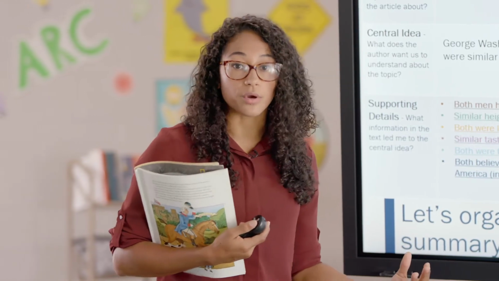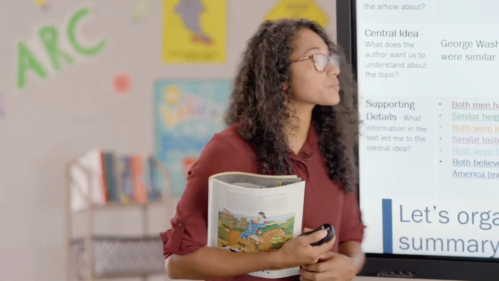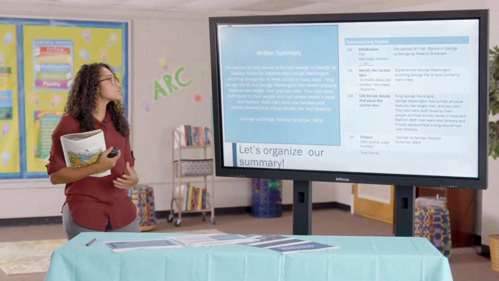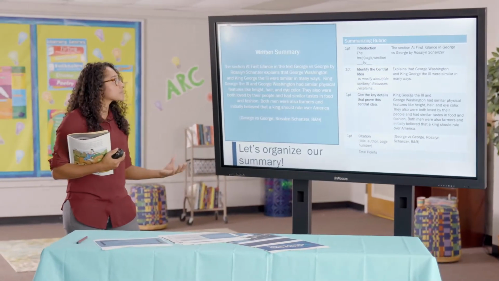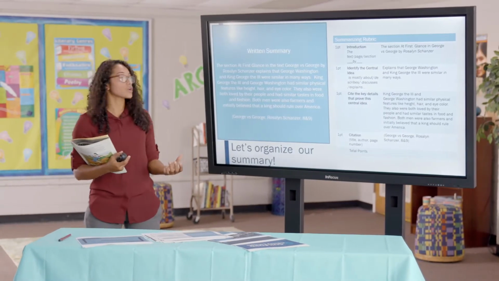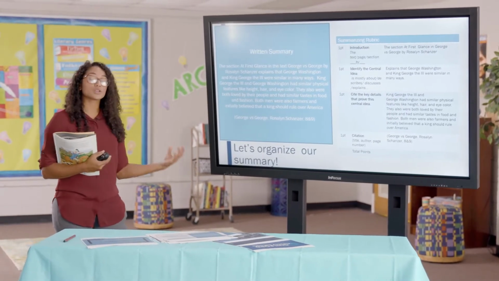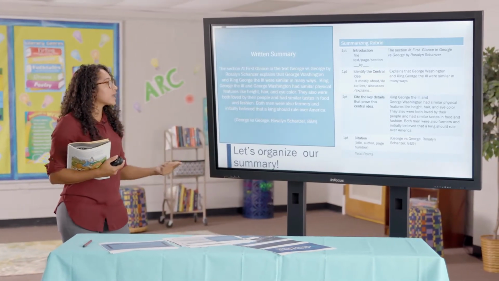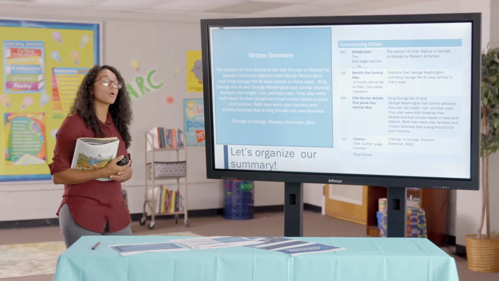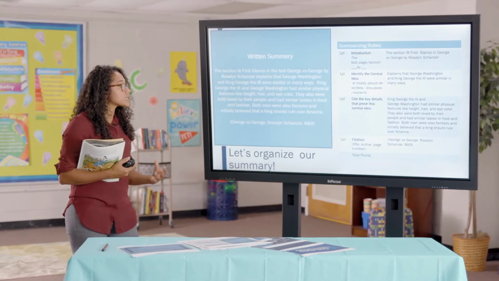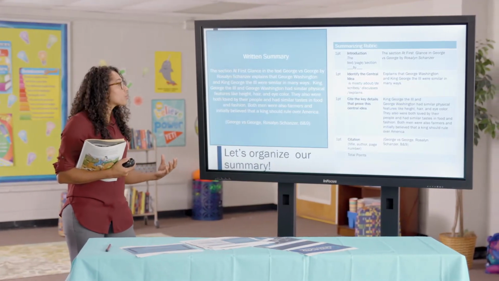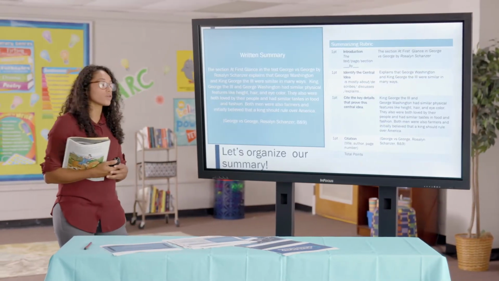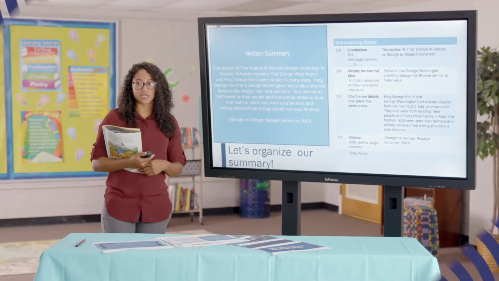And our written summary is going to look something like this. The section, At First Glance, in the text George versus George by Rosalind Schanzer explains that George Washington and King George III were similar in many ways. King George III and George Washington had similar physical features like height, hair, and eye color. They also were both loved by their people and had similar taste in food and fashion. Both men were also farmers and initially believed that a king should rule over America. And then we're going to end with our citation.